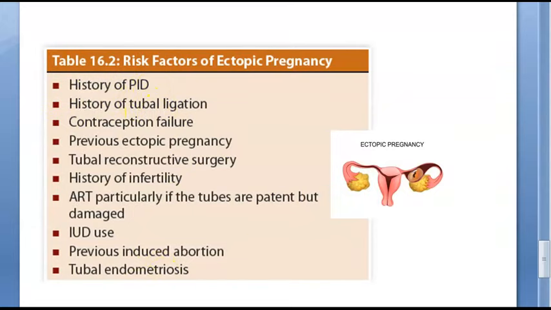If they've had a tubal ligation, what do we mean by a tubal ligation? They have tied the tube, kind of a thing. Is that the same as a tubectomy? Tubal ligation. Then contraception failure, like we told you, if they have an IUCD, intrauterine contraceptive device, which has failed, then there can be an ectopic pregnancy.